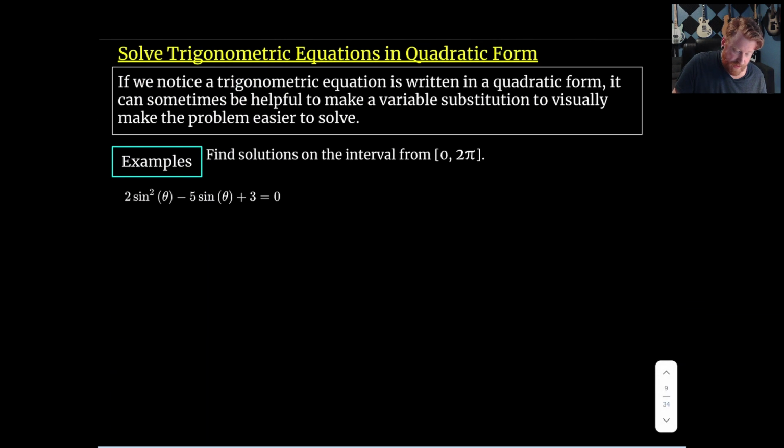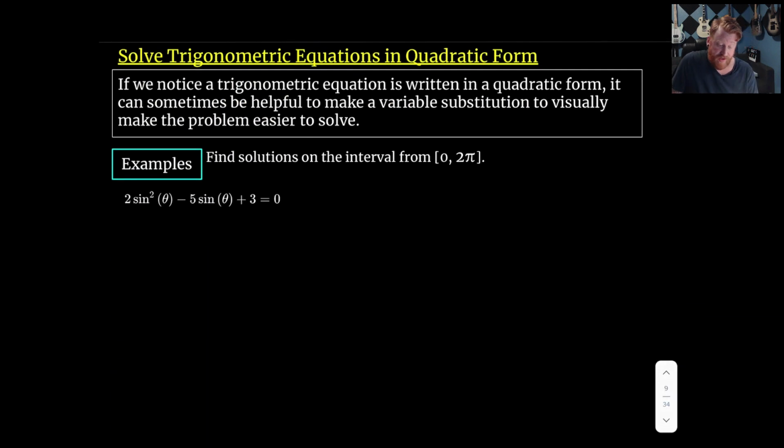All right, next we're going to look at solving trig equations in quadratic form. So if we notice that a trig equation is written in a quadratic form, it can sometimes be helpful to make a variable substitution to just visually make the problem easier to solve. It's not required to do this, but I do think that it can make things nice.